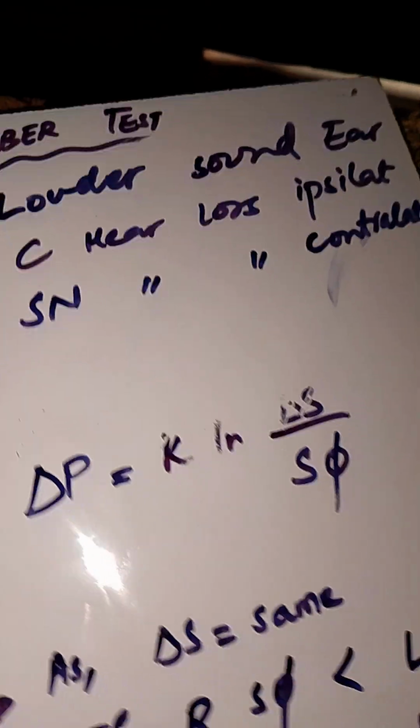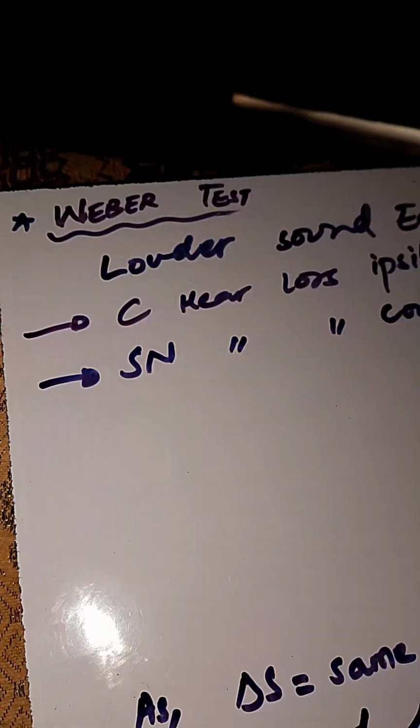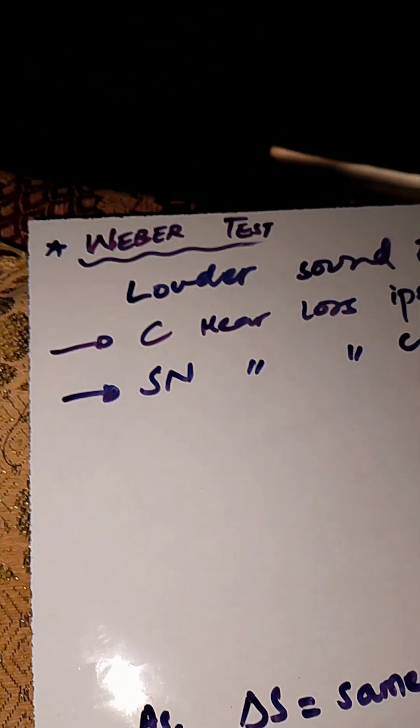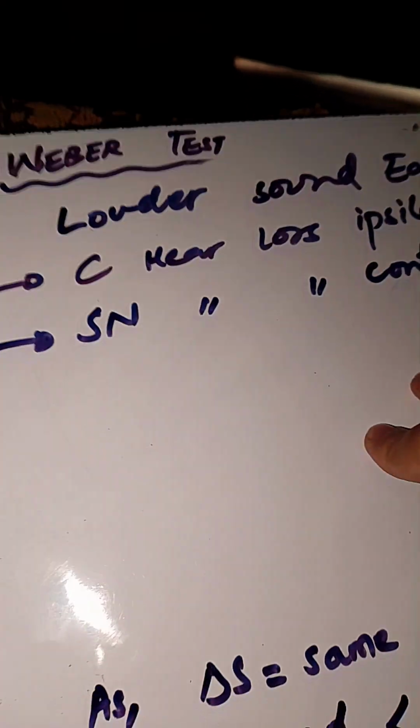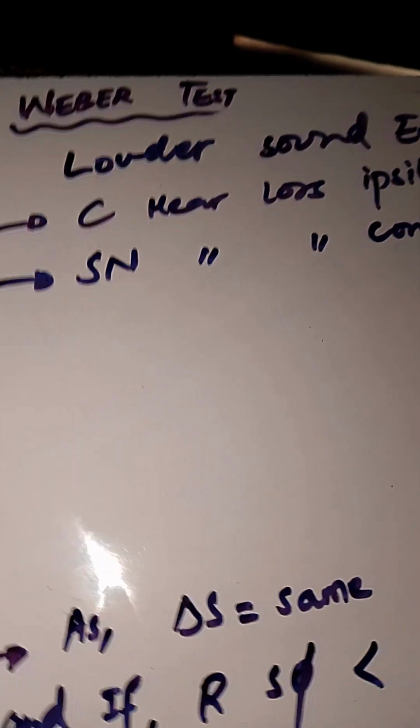So I think it is the best explanation I have ever found for the Weber's test. The Rinne's test is very simple, you could do it easily, but the Weber's test is sometimes confusing, so this is the best explanation I have ever found. So I think it will help you people.